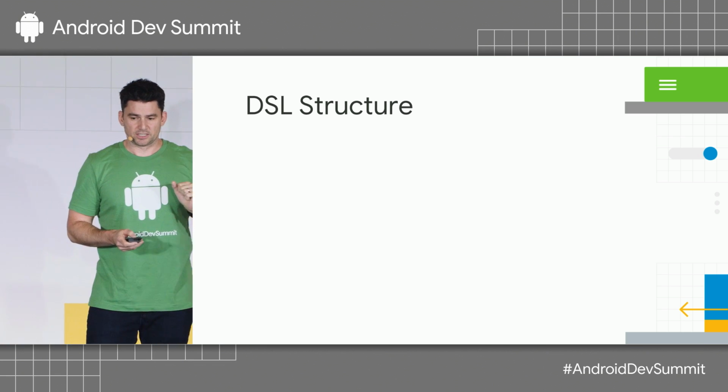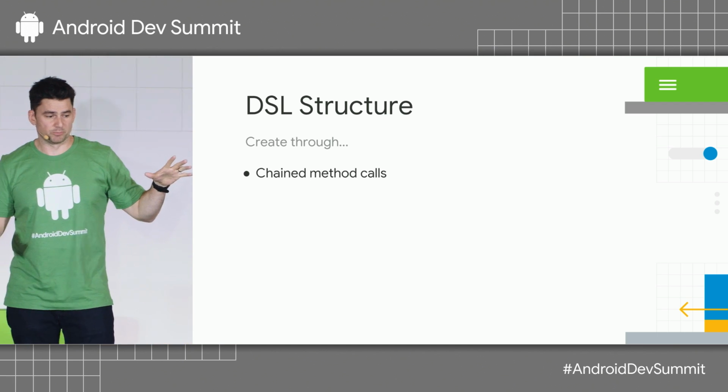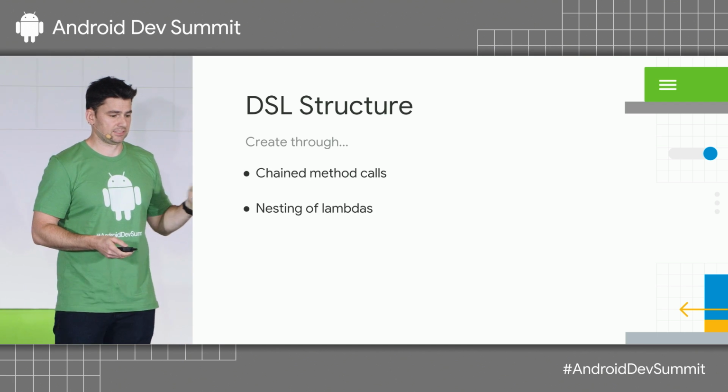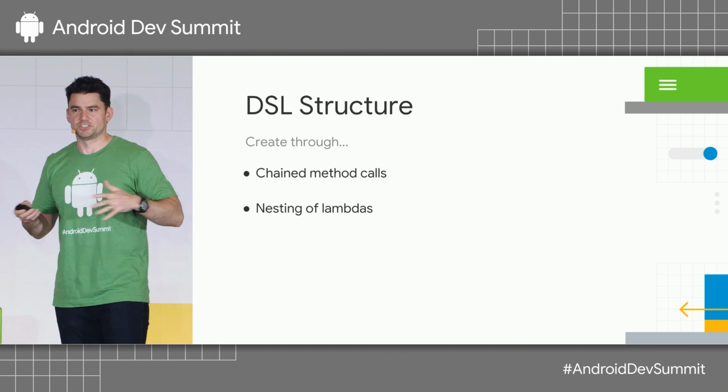So now that you have an idea of what it is, I'd like to show you two structures really quick. And I use the latter, but there's one called creating one through chain method calls, and the other one is nesting of lambdas. So recognizing DSL is really subjective, so you know it when you see it.